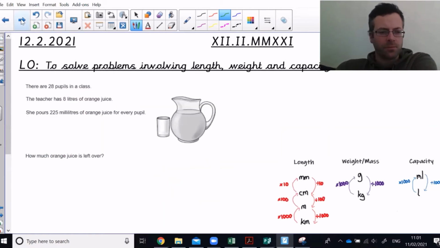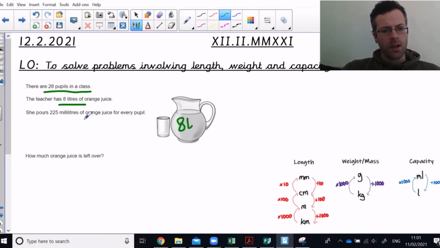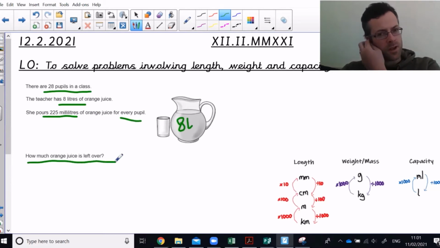Last question. There are 28 pupils in a class. The teacher has 8 litres of orange juice. So that's going to be like 8 litres. She pours 225 millilitres of orange juice for every pupil. How much orange juice is left over? Quite big numbers in this one.